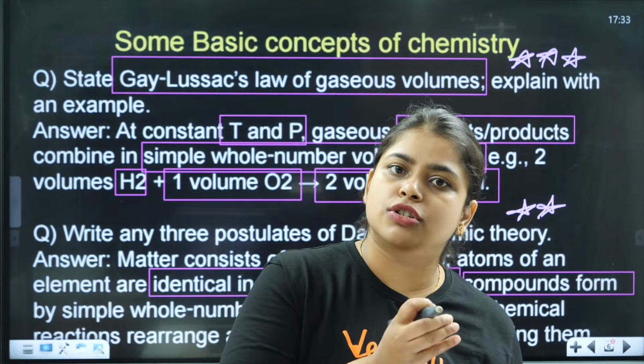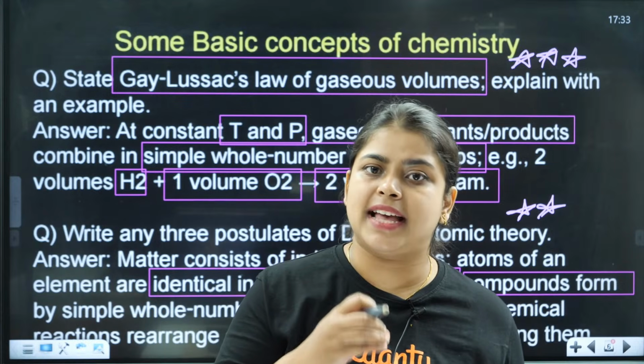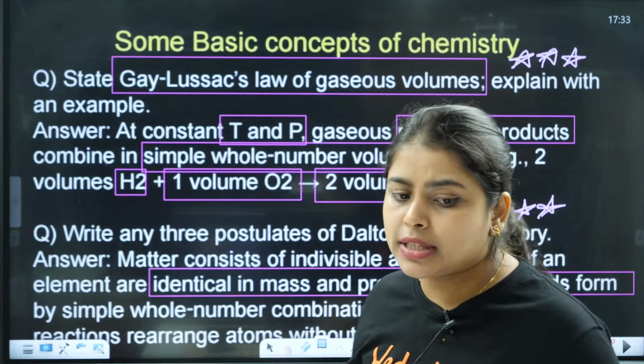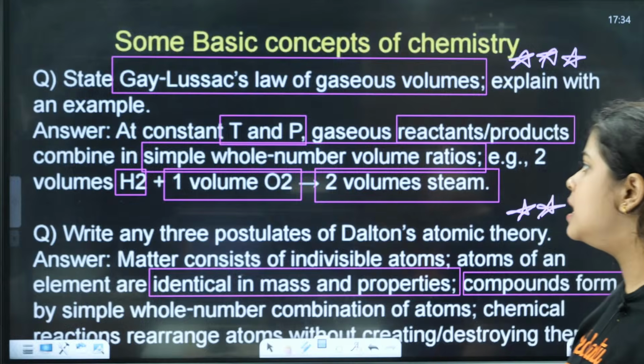It's not like one oxygen is small and one more oxygen is big, or one is having more electrons or one oxygen is having fewer electrons. No, it will be identical. These were the postulates which were explained by whom? Dalton's atomic theory. Clear? Next one.